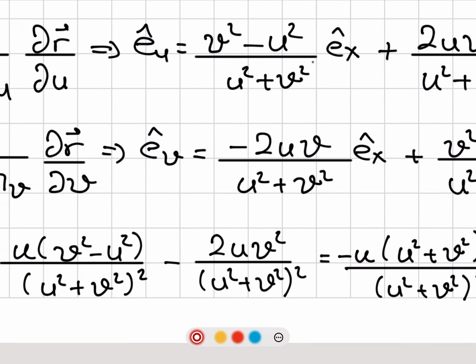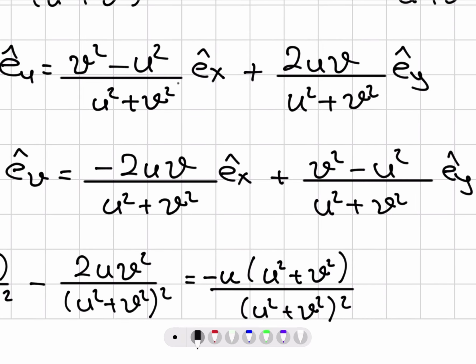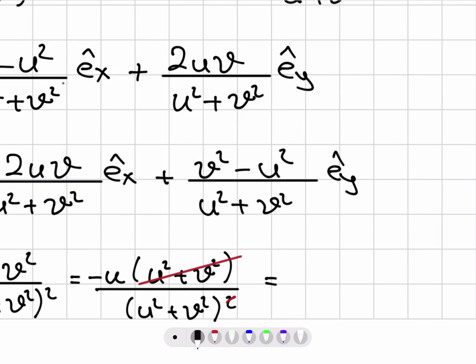So let me double check this. I have minus U cube minus UV squared is the second term here. This is plus UV squared minus 2UV squared is indeed minus UV squared. So this is correct. And now you can see that I have a cancellation of this, and this gives me, for the EU hat component, minus U divided by U square plus V square.